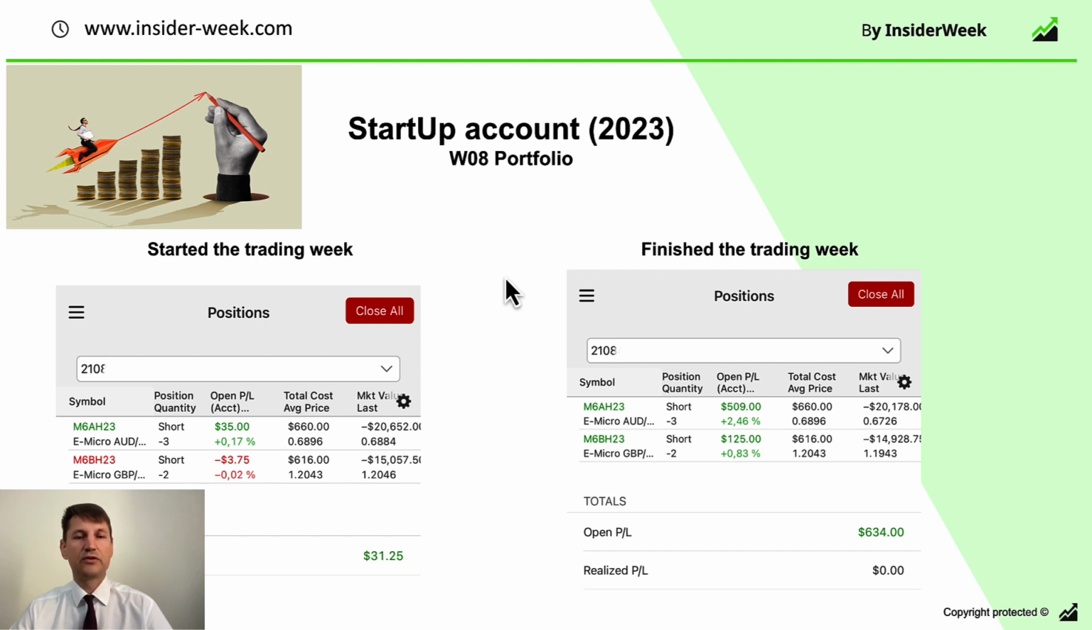On the left side you can see a picture of the portfolio we started with in the last trading week. We had 2 positions in our portfolio, the same positions as in the big account. We were short in Australian dollar and British pound, and we ended up the week with the same positions in our portfolio. We didn't open new trades. Both positions are good in plus.